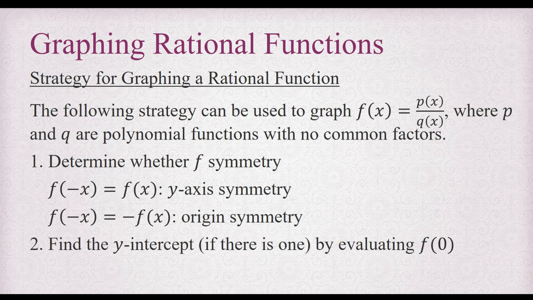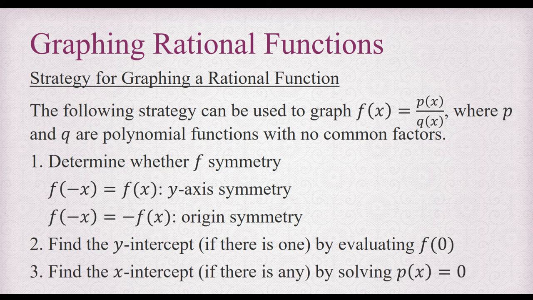We will find the y-intercept, if there is one, by evaluating the function f of 0. So we'll plug 0 in for x, and we'll get a value for y. There might be one, there might not be one. Then we'll find the x-intercept, if there is any, by solving p of x equals 0. So we'll set the numerator equal to 0 in order to find the x-intercept. Hopefully that makes sense, because if I have 0 in the numerator, 0 divided by anything is 0. So that's why we really just have to focus on the numerator.